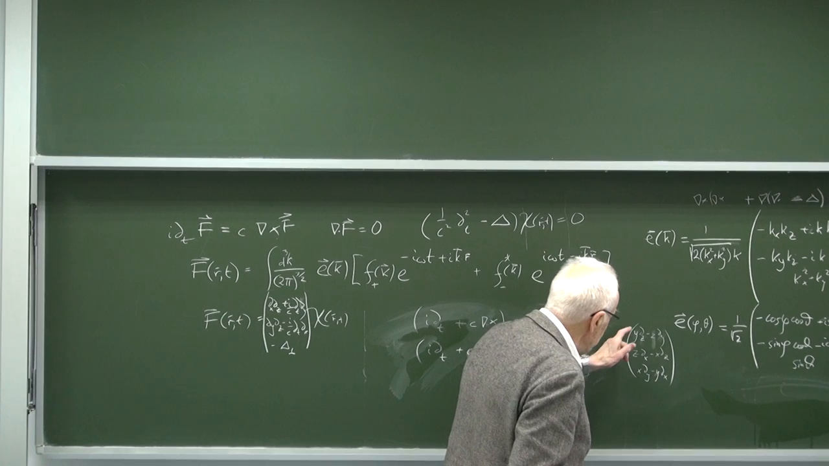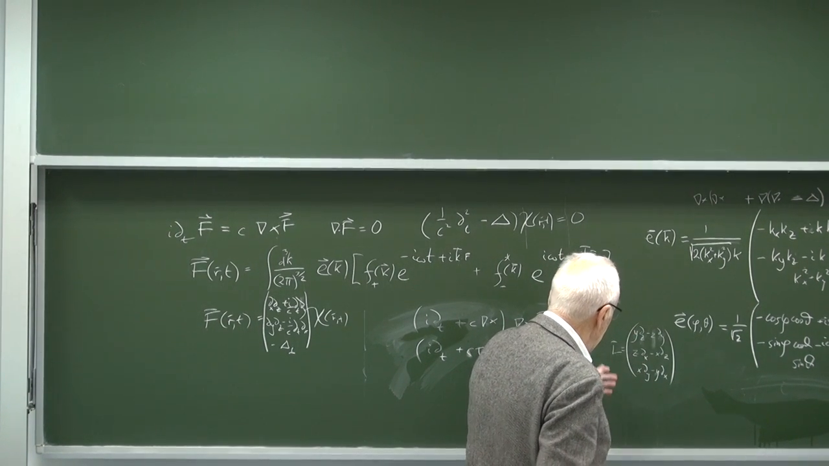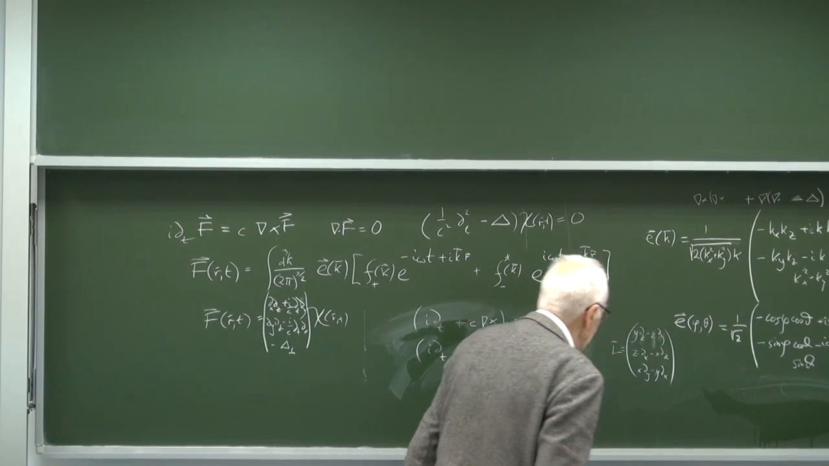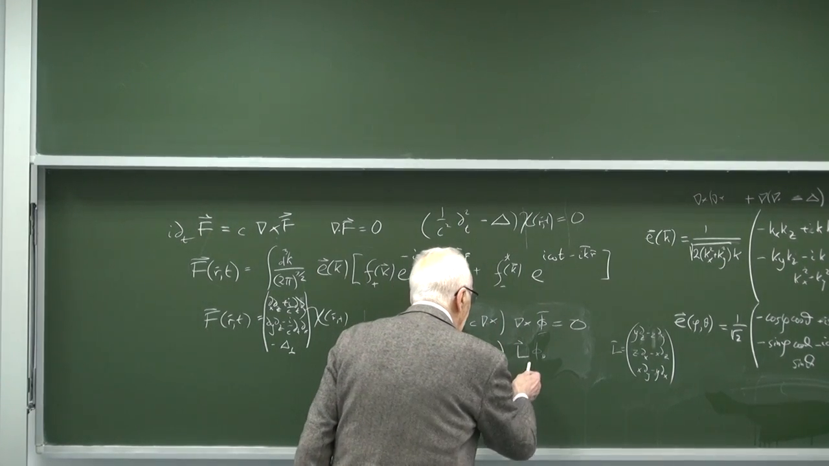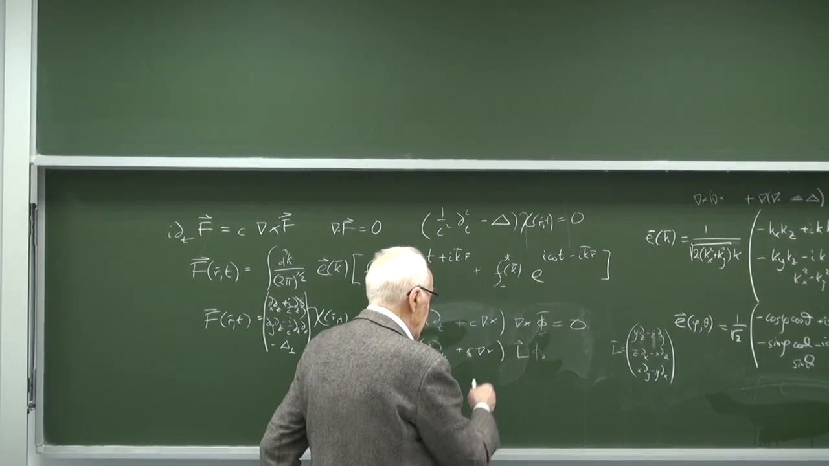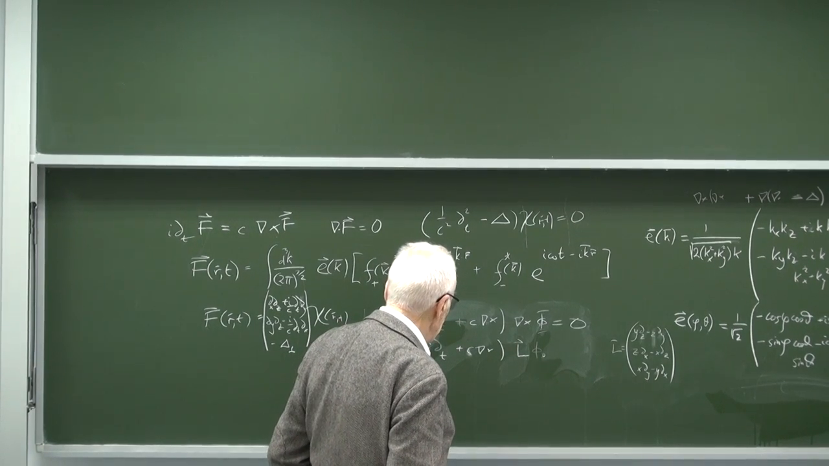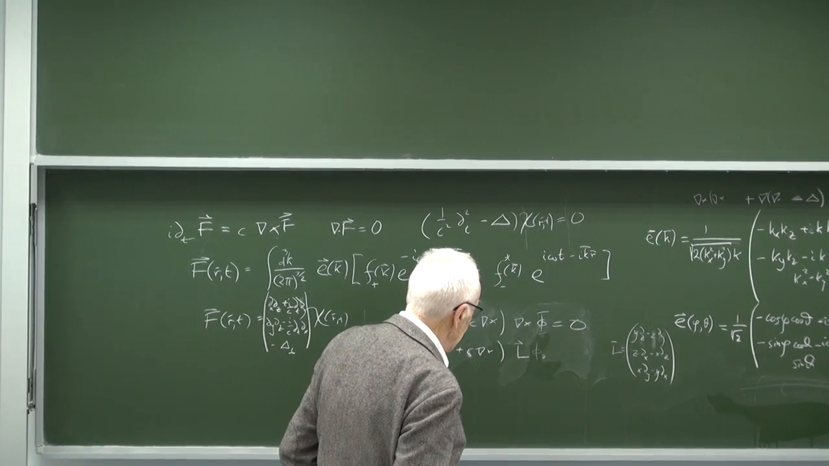However, the divergence of this vector is zero because L is R cross lambda, so the divergence is again zero. And why are these solutions of the wave equation interesting?